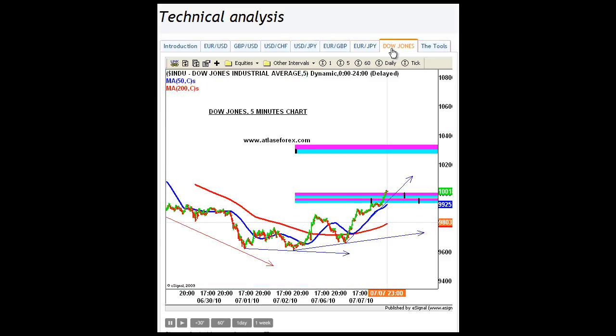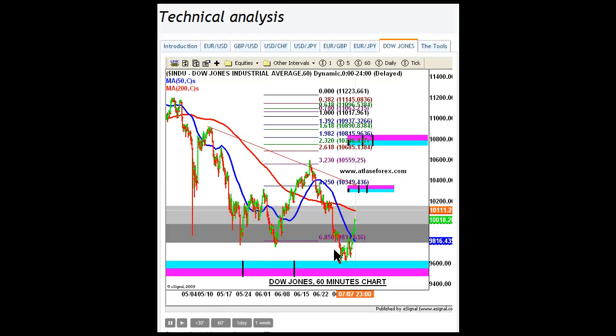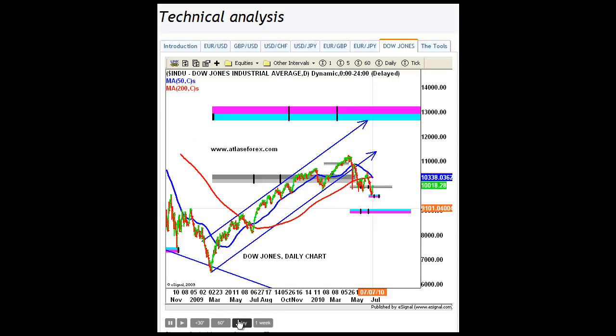Dow Jones, the American market, yesterday was good, had an upward move. 5-minute chart too small, nevertheless it gives us an indication. 60 minutes will definitely meet the 10,100, the value of the 200 moving average on the 60 minutes. Definitely the today trading will have this figure.